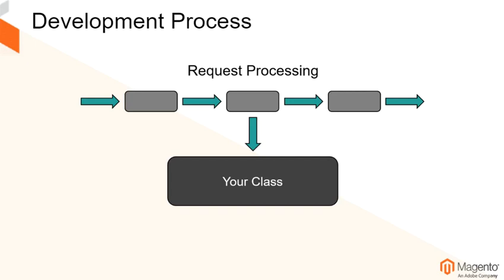This slide shows the typical development customization process. Your class is placed somewhere in the execution flow, where some of its methods get executed. There are many ways that this can be accomplished, including adding the class into the array of another class's constructor, creating a plugin, creating an observer.